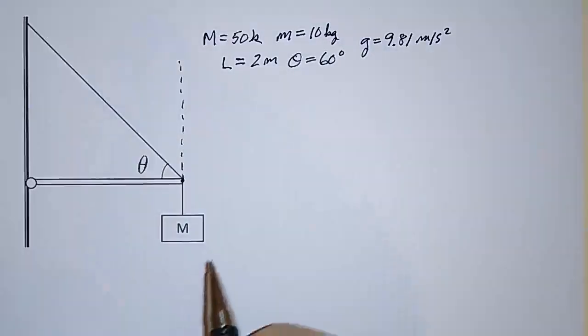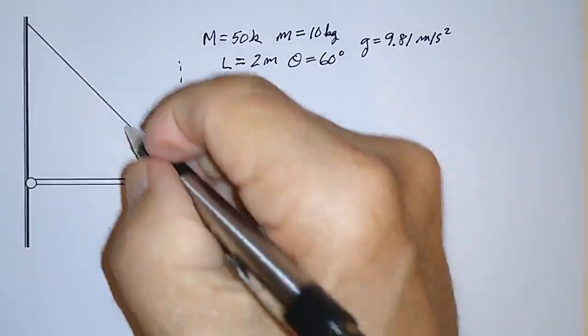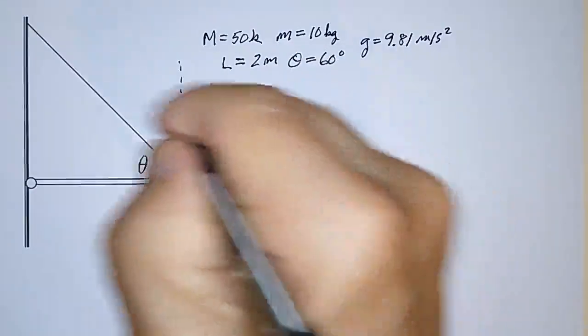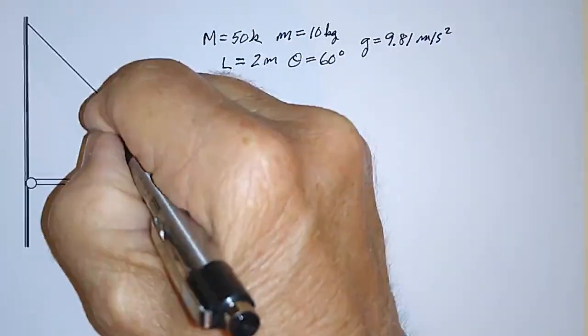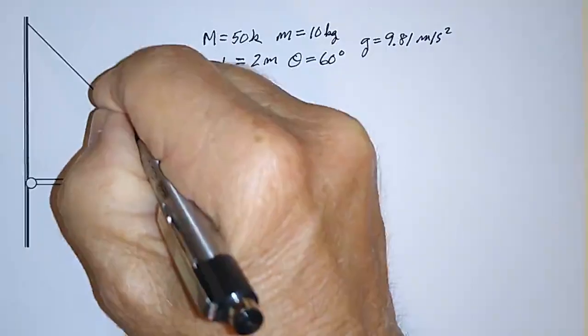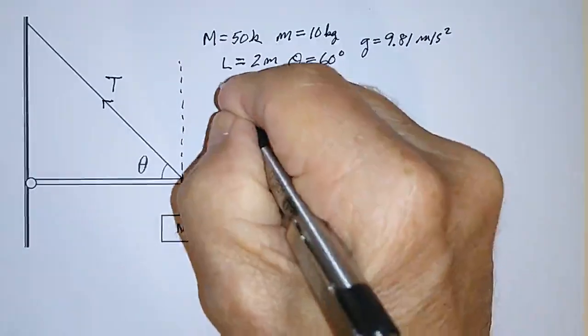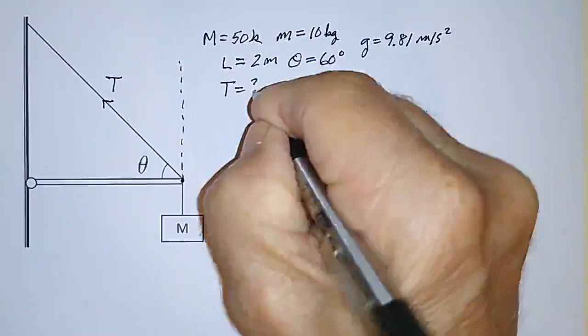So what we want to find is the tension in this cable, T we'll call it. I'll draw a vector here to indicate the tension T in the cable. We want to know what that is.